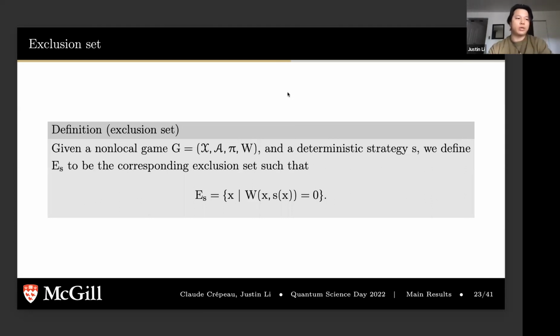Now, I will define one of the final things that we need to get to the main result. It's called the exclusion set. Like I said, for a non-local game, the classical value is usually less than 1, meaning that players will not always win the game on some inputs. So for any given deterministic classical strategy, there's always some input on which the players would answer with the wrong answer. And so we define the exclusion set in terms of the chosen strategy and the set of inputs that would make the players lose the game using this strategy.